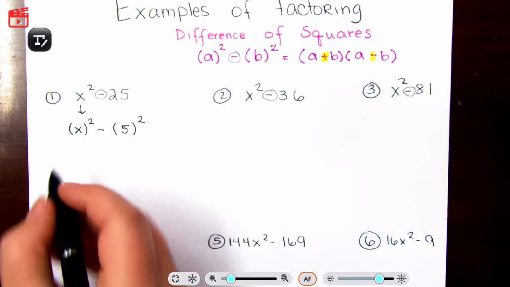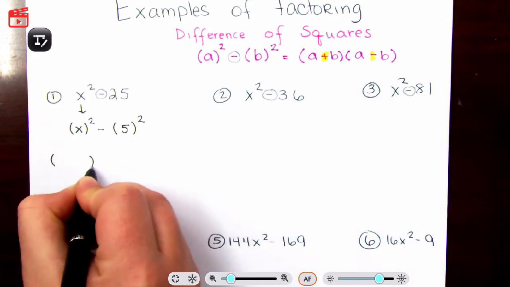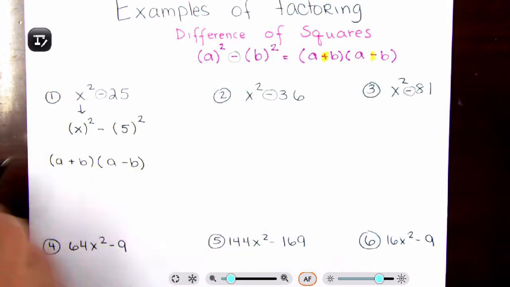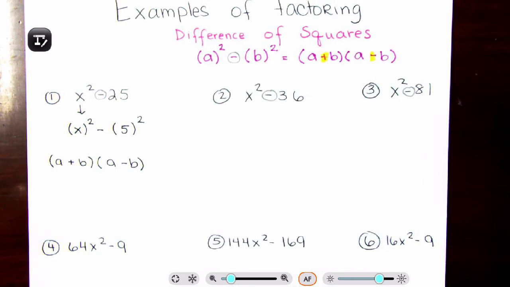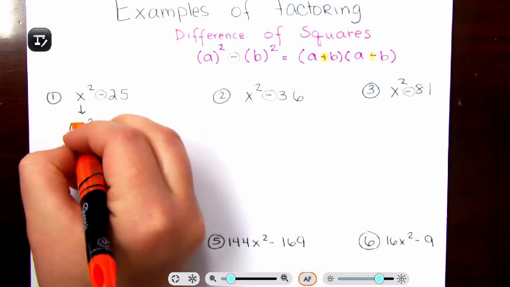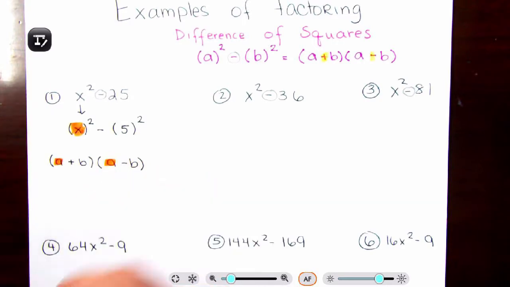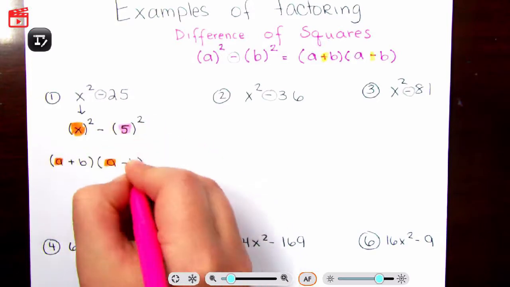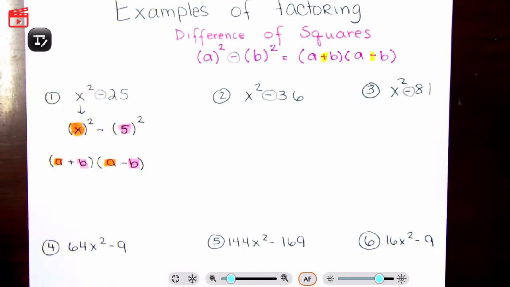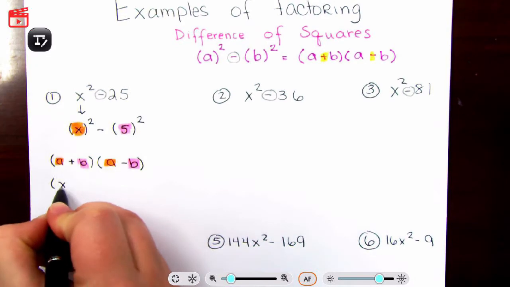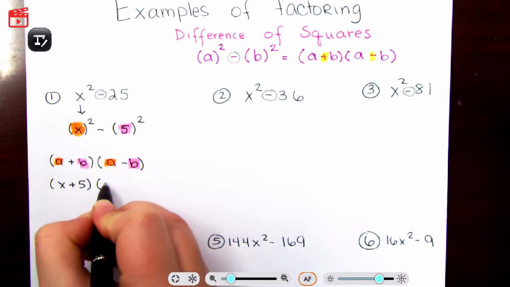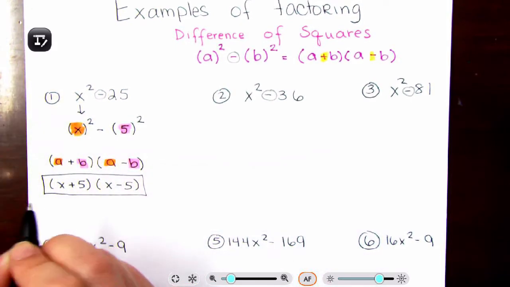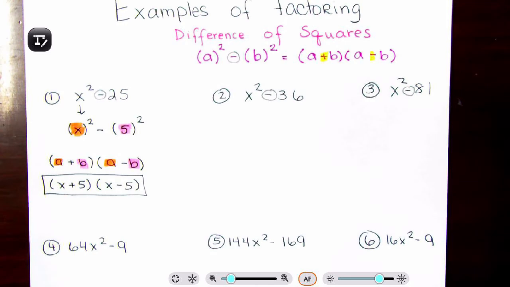Because we can do this, then we're going to have a plus b times a minus b. Now, what is your a? What is your b? Your a is your first term, so here's your a, and your b is your second term here. So how will this look in factored form? It will look like x plus 5 and x minus 5. Now this is your answer for the factors of x squared minus 25.